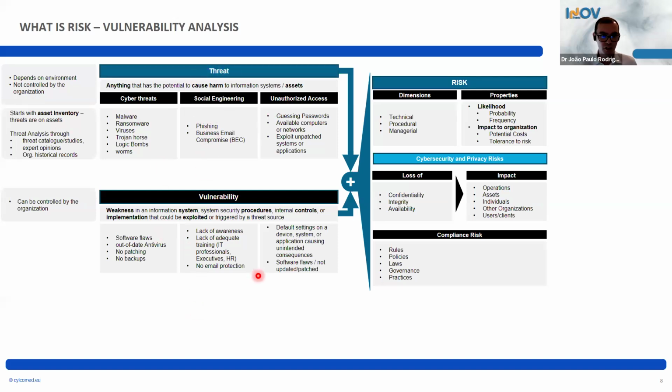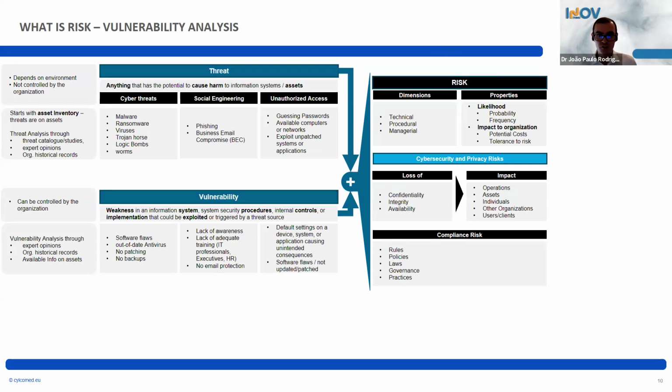Associated with social engineering, we have lack of awareness of the employees, like lack of adequate training for IT professionals, executives, personnel, HR professionals, and no email protection. And related to unauthorized access, we have default settings on devices, which could have default passwords, very easily cracked, software flaws again. And we need to do a vulnerability analysis on each identified asset of the organization. And we need to recur to expert opinion, organizational historical records, available information on the assets, and so forth.